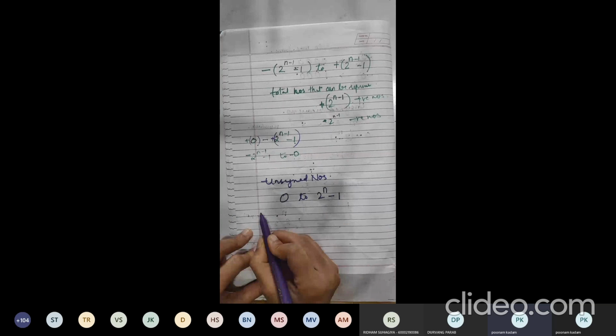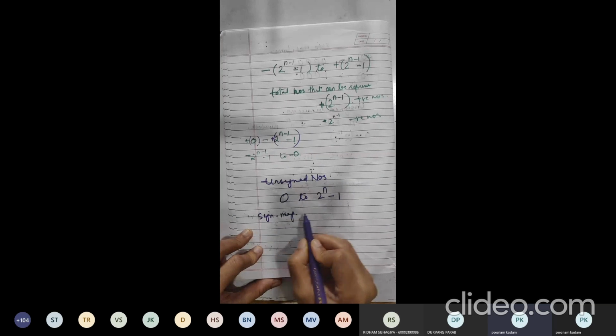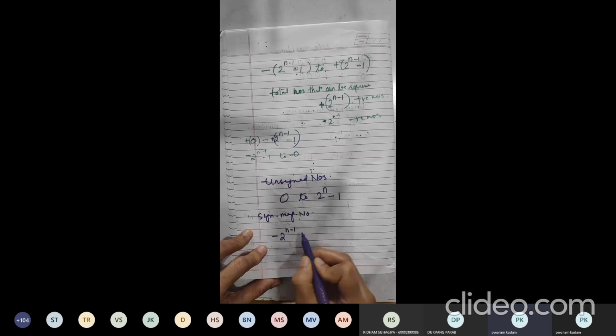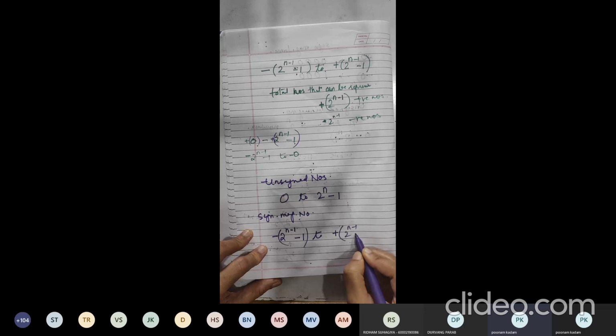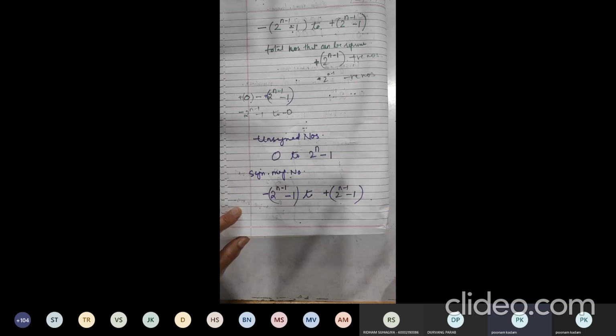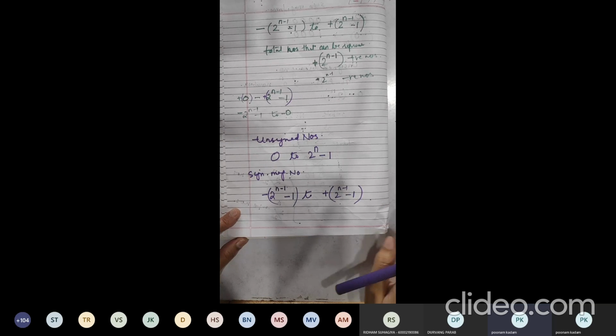For signed magnitude numbers, the range will be from minus 2 raised to n minus 1 minus 1 to plus 2 raised to n minus 1 minus 1. Clear?